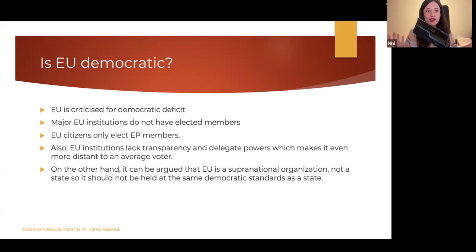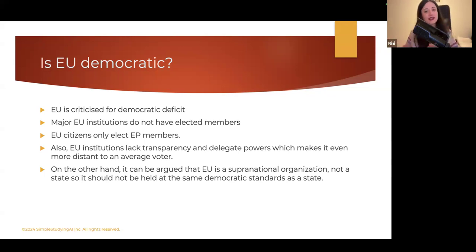If you ask an average EU citizen, they won't know what they do and how the EU is governed, which means that it lacks transparency. And it's kind of like the governance is behind the curtains, which means that it lacks democracy.